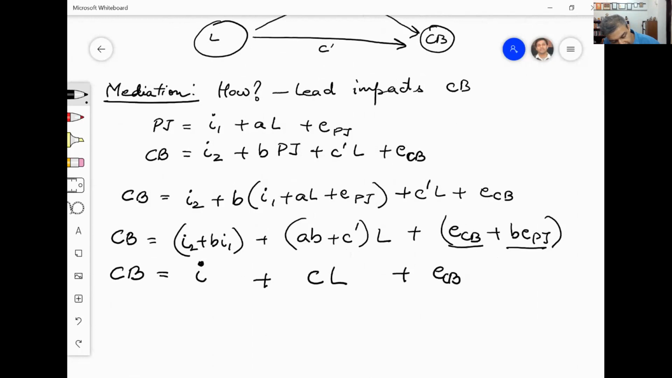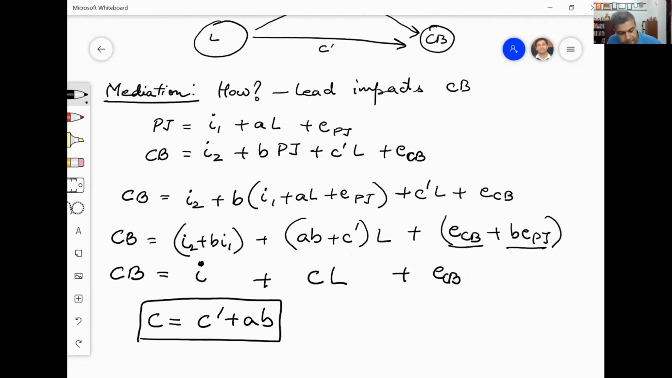So what is it that we are saying here? C is equal to C dash plus AB, right? The last line, can you go back again, sir? CB, this one. How did you get CL here? So I am replacing AB plus C dash, I am writing it as C. So C is equal to C dash plus AB. I'm just denoting C dash plus AB by the term C.